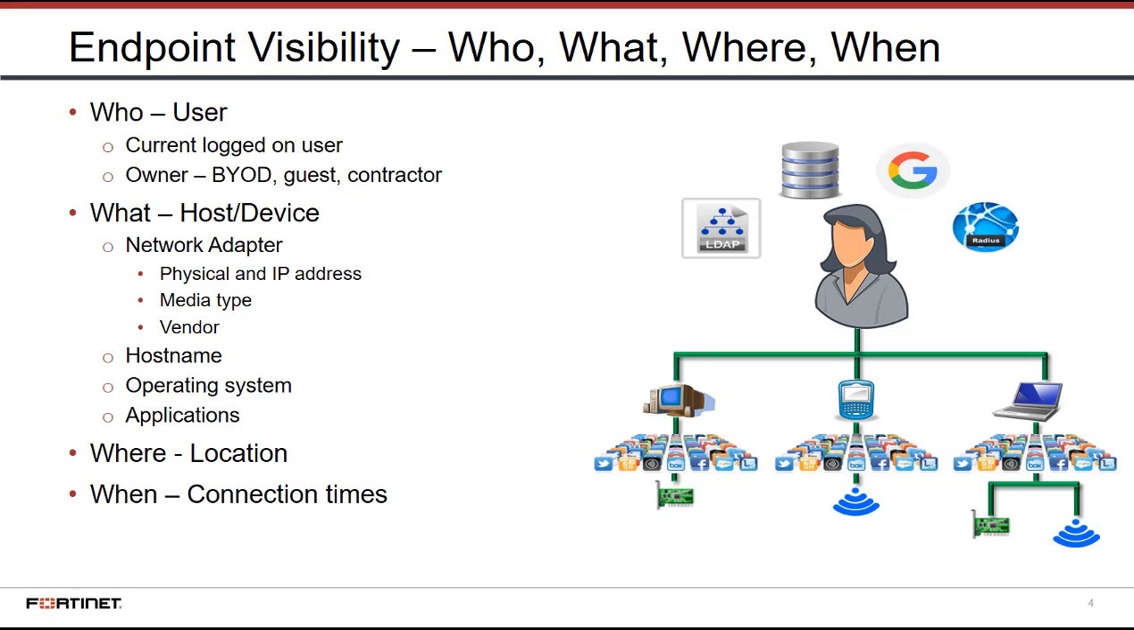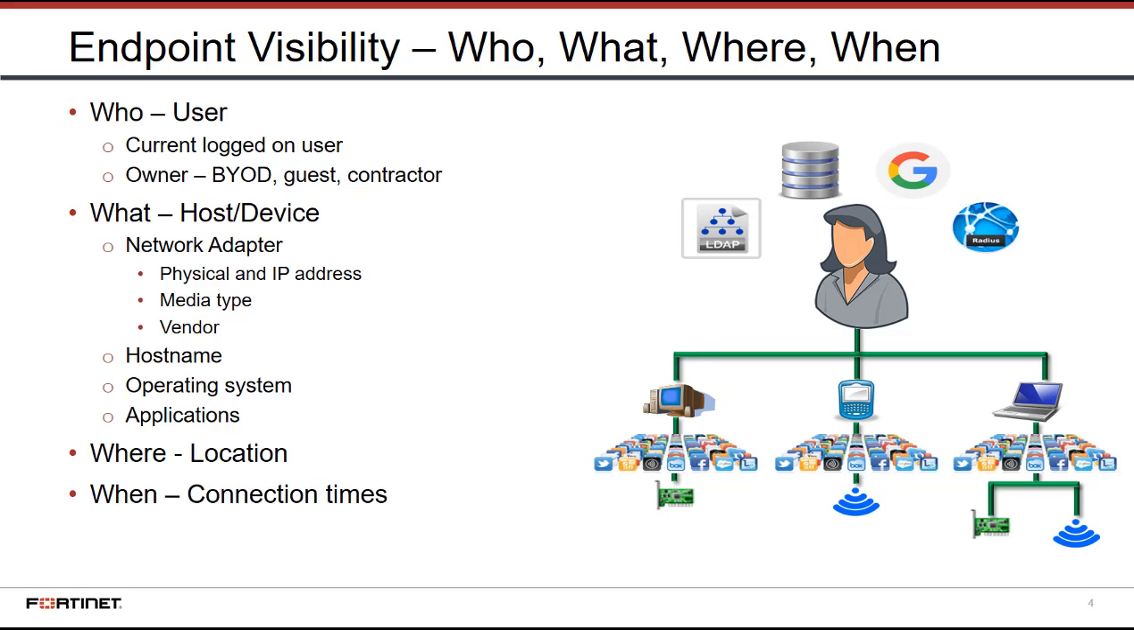So there's two possible associations between a user and a device. We can either be tracking users through domain logon and things like that, so that the user has a temporary association with a particular device. They're logged on right now, and when they log off, they're no longer associated with that device.